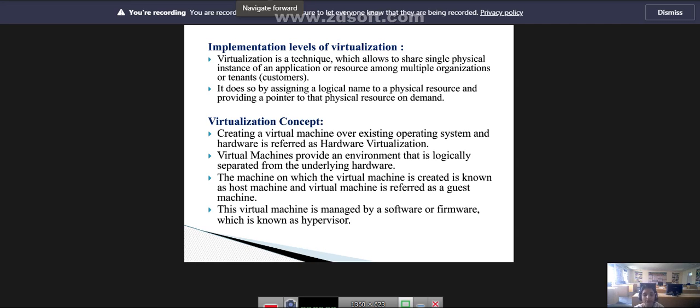So virtualization is a computer architecture technology by which multiple virtual machines (VMs) are multiplexed in the same hardware machine. Okay, if you see the diagram, we can understand easily. Multiple virtual machines are used in this architecture and multiplexed in the same hardware machine.